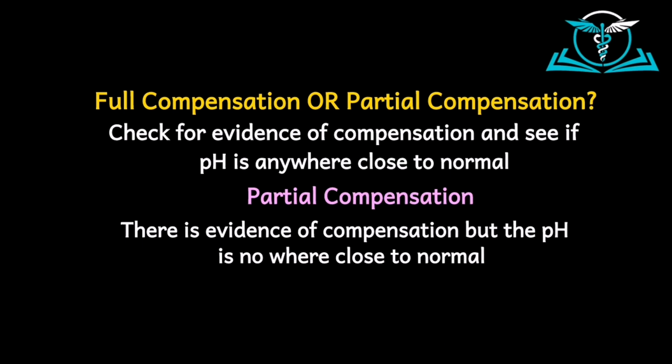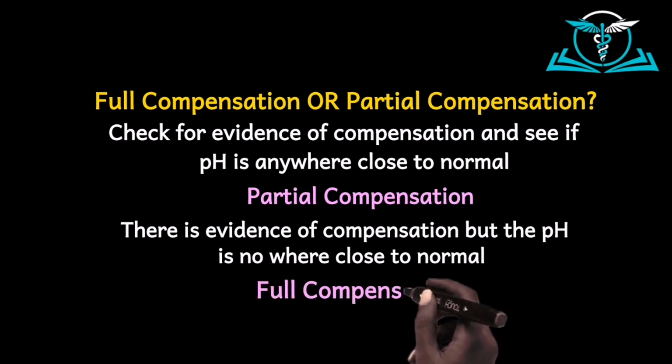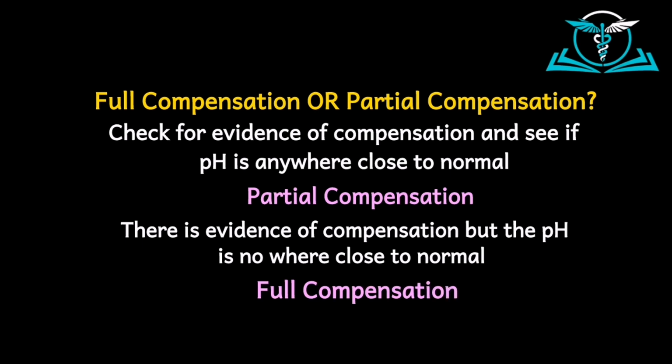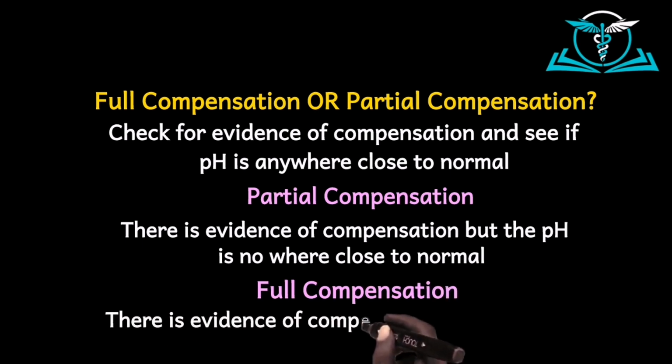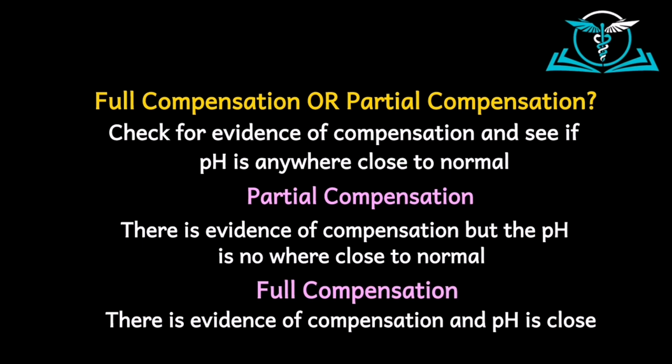It means that if there is metabolic acidosis, for example, you'd expect that the respiratory system would compensate for it. And so the respiratory system will start compensating, but still, the pH will still be in the low range. That is a partial compensation. Now, in full compensation, there is evidence of compensation and the pH is close to the normal.